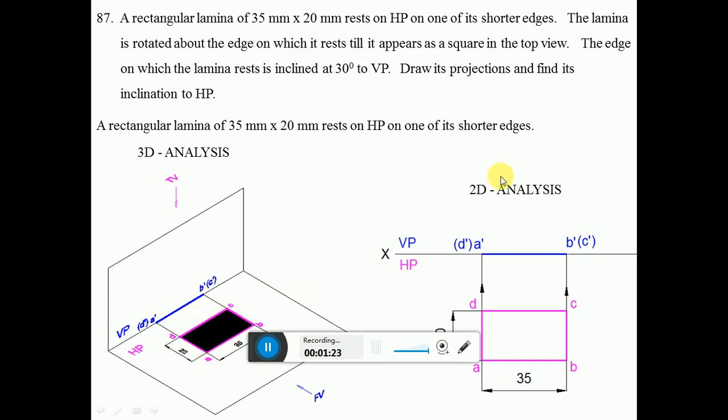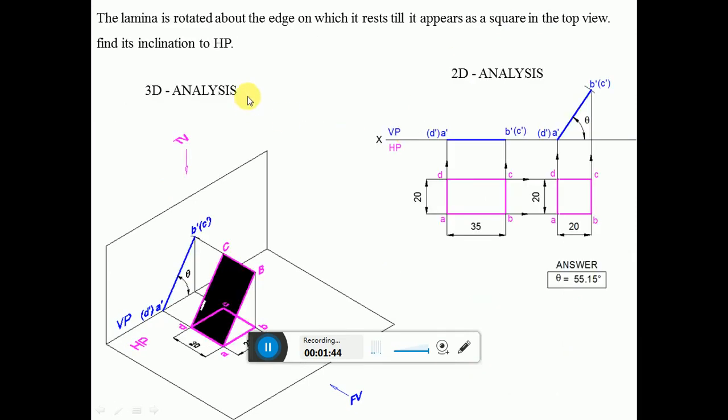So when you come into 2D analysis, you can see the 35 mm by 20 mm. This is a shorter edge and this is also a shorter edge, because AD is 20 and BC is also 20 mm. So both are shorter edges. So he says one of its shorter edges on HP. Now we consider one of the shorter edges.